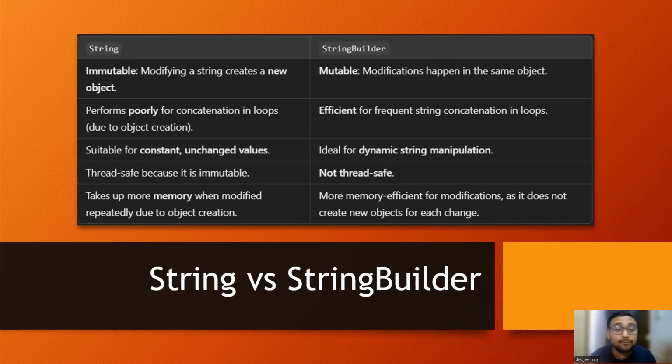So string takes up more memory, but string builder is much more memory efficient for modification as it doesn't create any new object for each change. Each and every change will be appended to the existing object. So that concept is very much important. This difference is very important for interviews. So go ahead and practice it, learn this difference. This is very much important not only for interviews, but when you are working in a project.